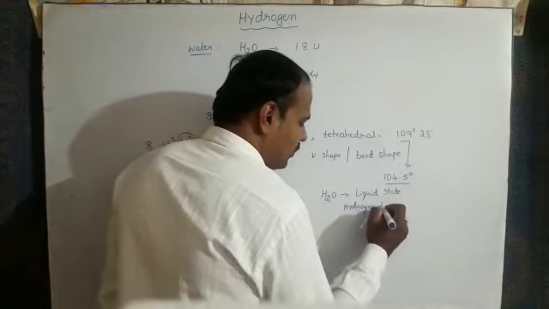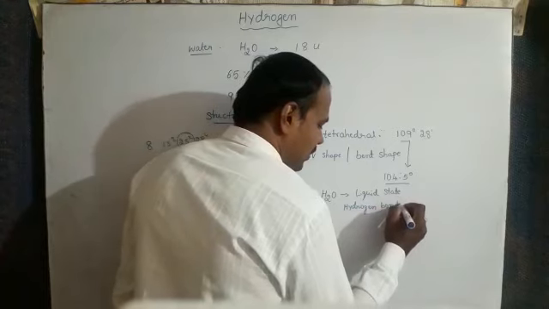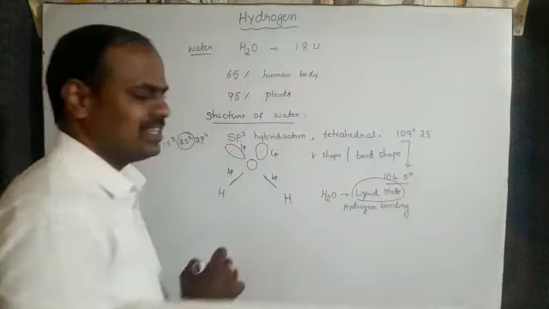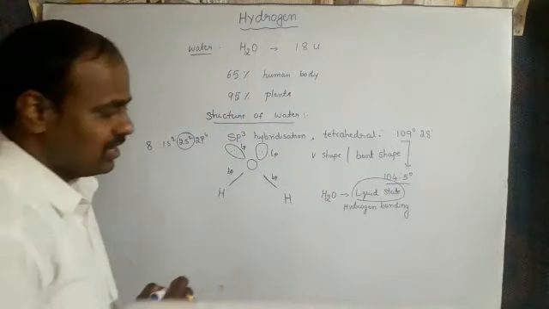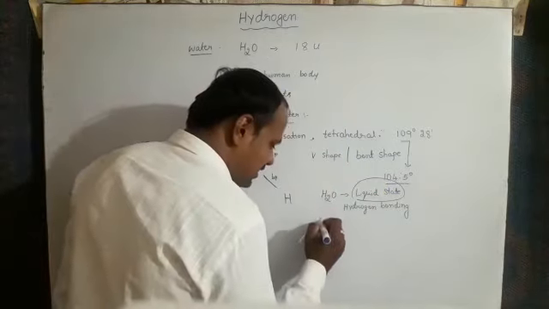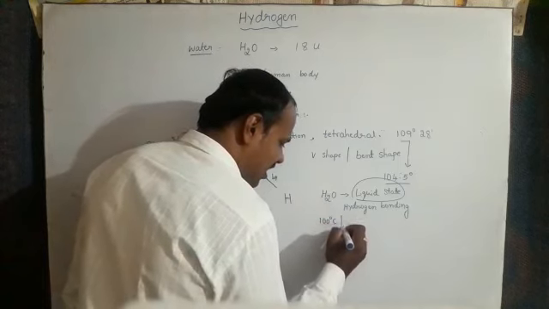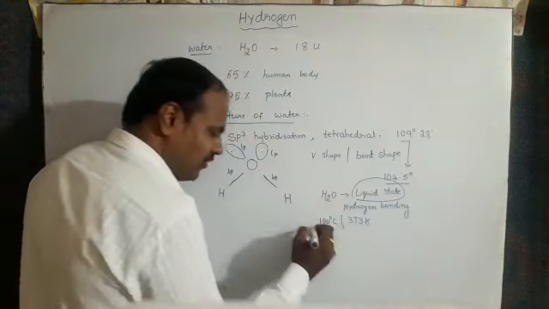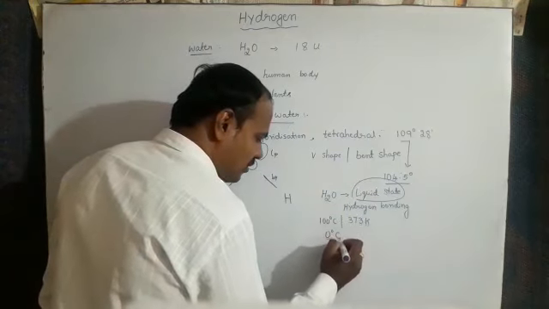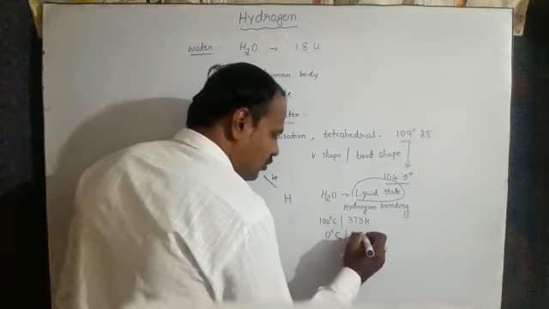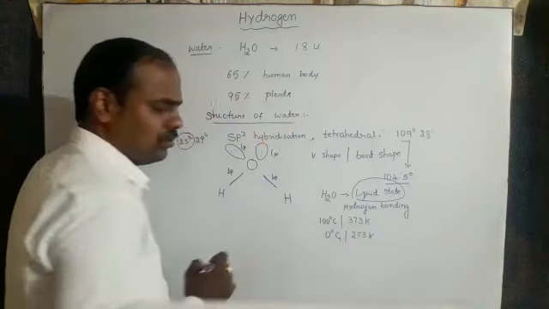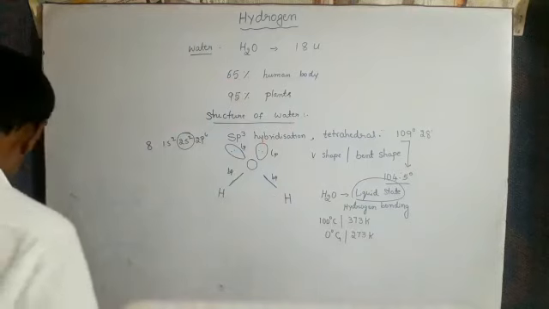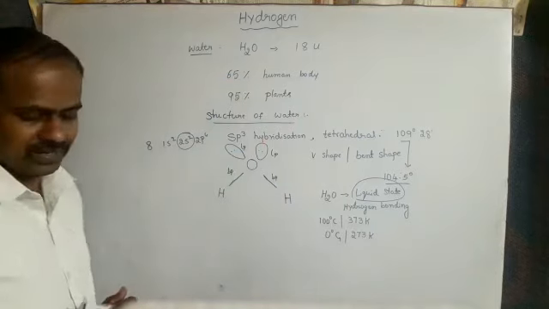Hydrogen bonding present in water molecules makes it always exist in liquid state. Its boiling point is 100 degrees Celsius or 373 Kelvin, and the freezing point of the water molecule is 0 degrees Celsius or 273 Kelvin. These are the important physical properties of water.